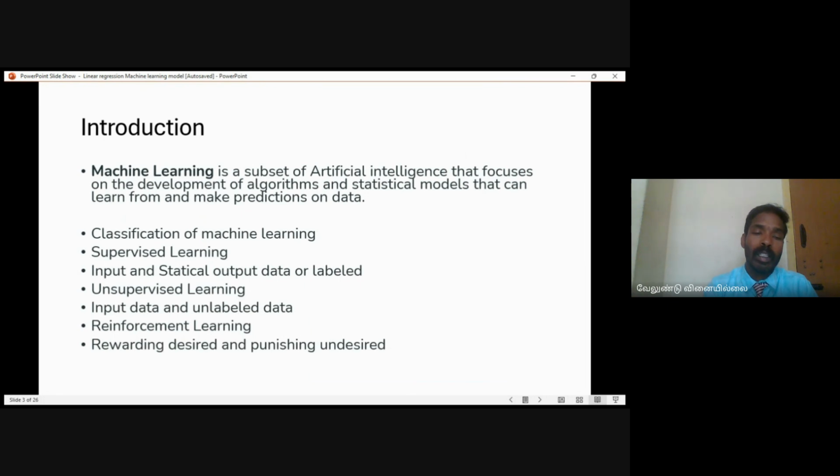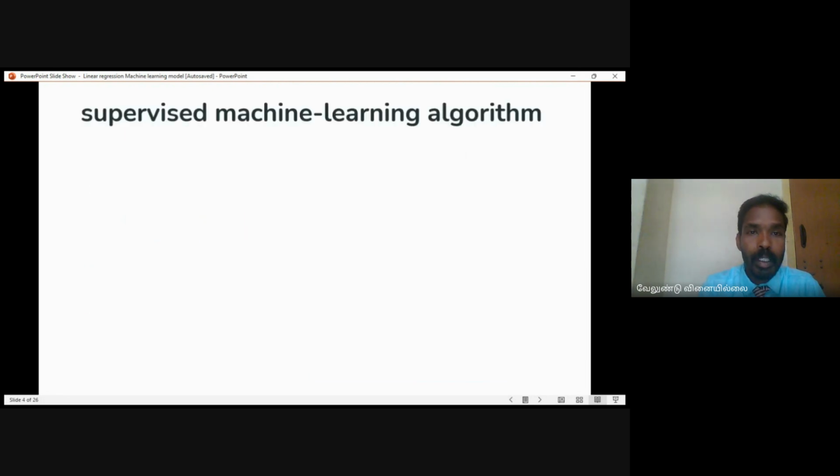Reinforcement is quite interesting. It rewards the desired one and punishes the undesired one. This means that we are reinforcing the desired one again and again, and automatically we are giving least significance to the undesired one. Obviously, our desired one becomes stronger than the undesired one, so optimistically we can achieve our own goals. A supervised machine learning algorithm is again divided into two types: one is classification and one is regression.